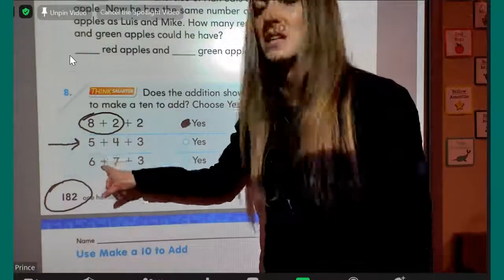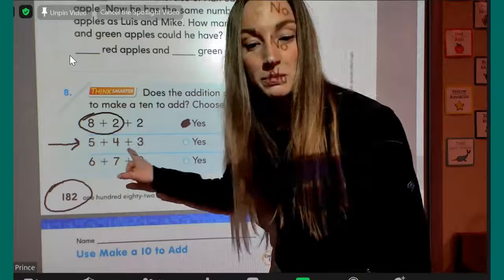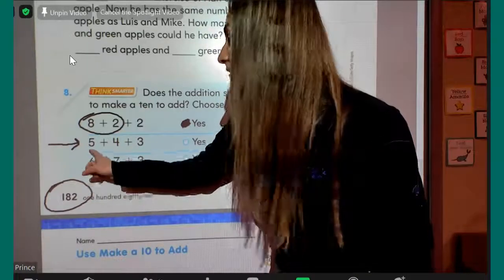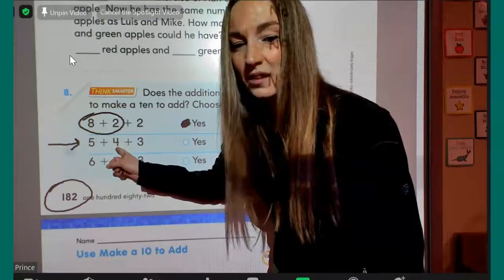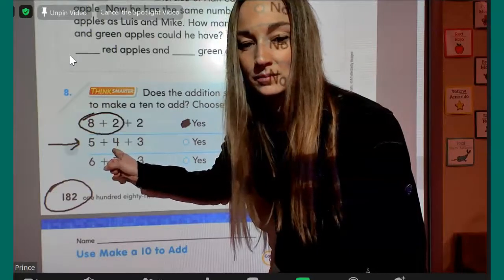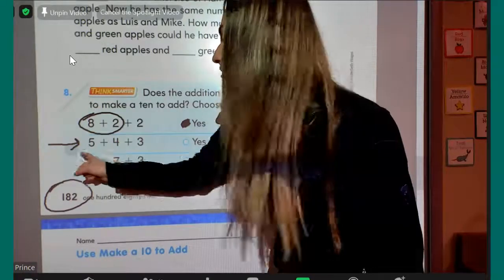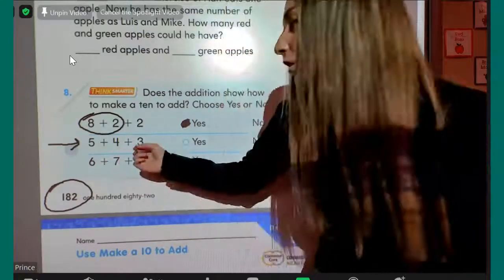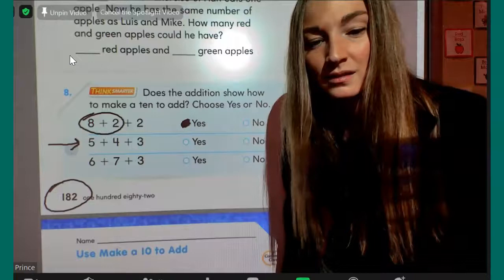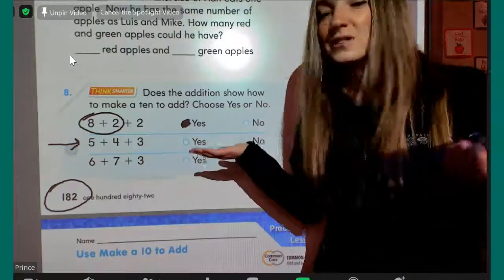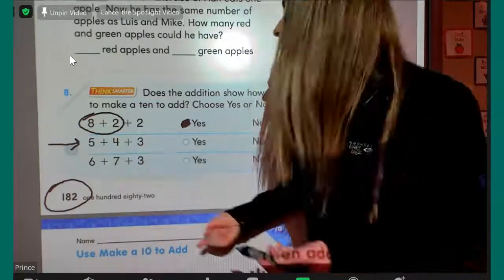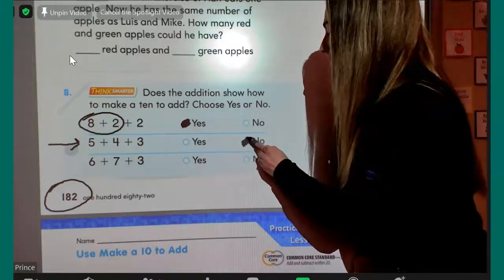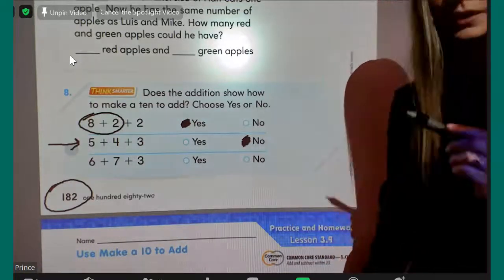It's asking, can we take 2 of these numbers here and make a 10 out of it? Let's try 5 plus 4. Does that make 10, Kieran? No. Does 5 plus 3 make 10? No. Does 4 plus 3 make 10? No. So we can't build a 10 out of any of these. So we're going to choose no. Thanks, Kieran.